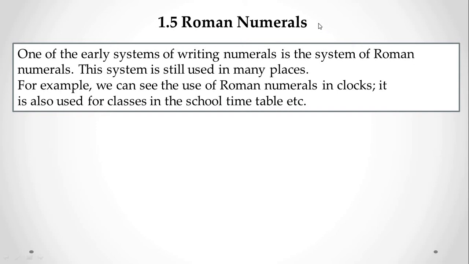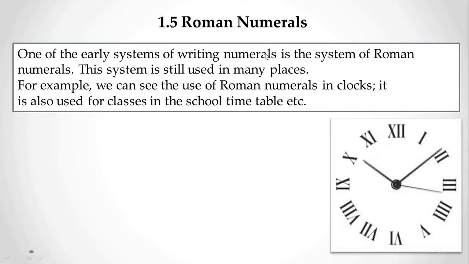Roman numbers are particularly used in the watch, if you have observed. One of the early systems of writing numerals is the system of Roman numerals. This system is still used in many places, for example in the watch, in the clock, and in the school timetable. If you are going into the classroom, you observe the upside plate, and mostly Roman numbers are there. So it is used in most of the places.